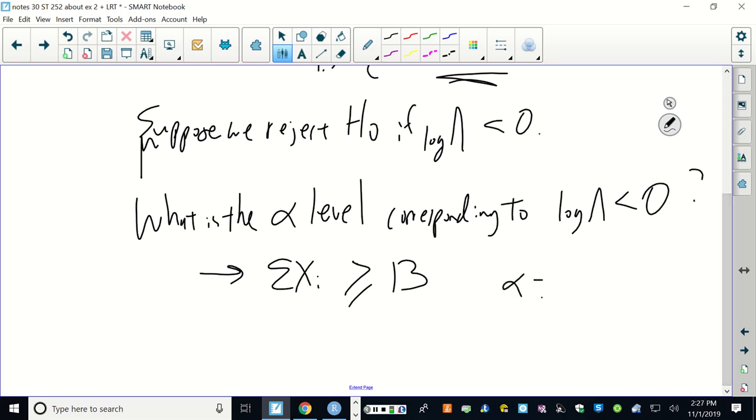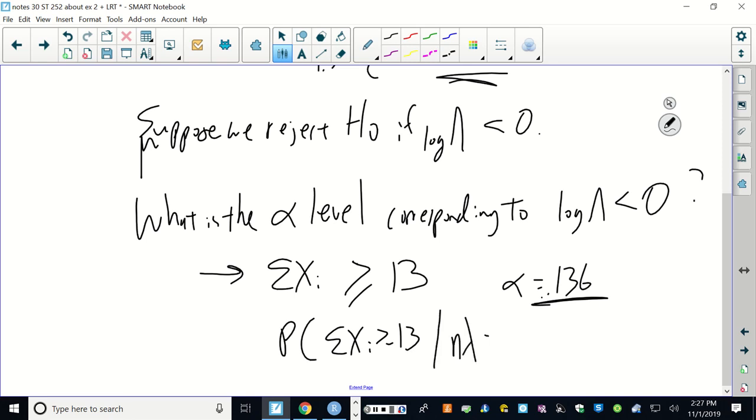So alpha ends up being 0.136, right? So if it's greater than 13, what's the probability that the sum of the xi's is greater than or equal to 13 if the rate for this is our 10 observations times a rate of 1, a rate of 10? What's the probability that a Poisson gets you more than 13 observations if the rate is really 10?